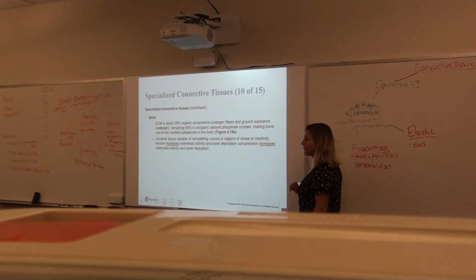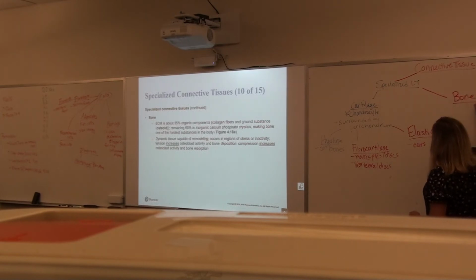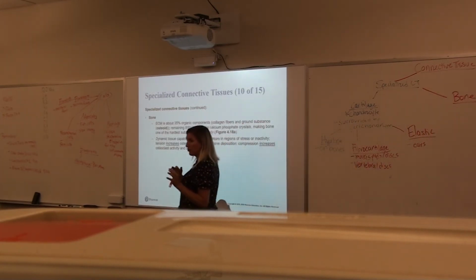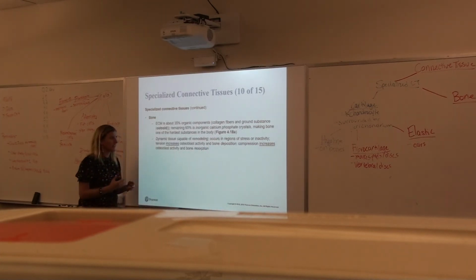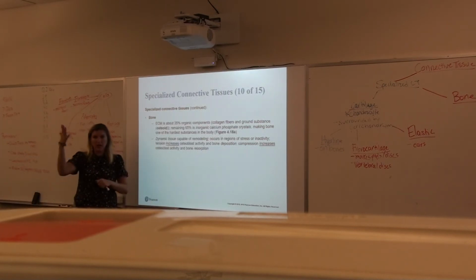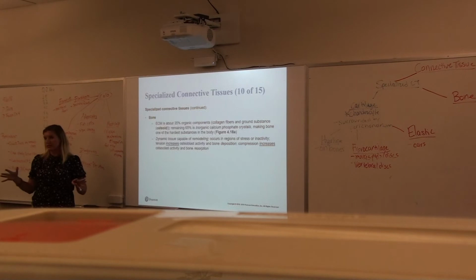So we move on to bone. Here, we're looking at another specialized connective tissue where the majority of the matrix here is solid. It's calcified collagen and calcium phosphate. So you have collagen as our main fiber and calcium phosphate that has been calcified and hardened, making bone the hardest substance in the body.